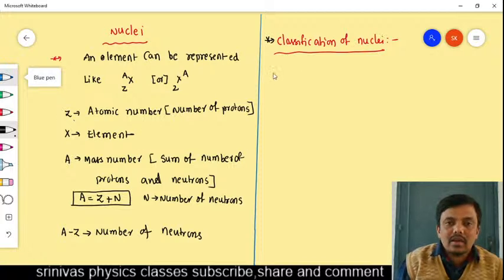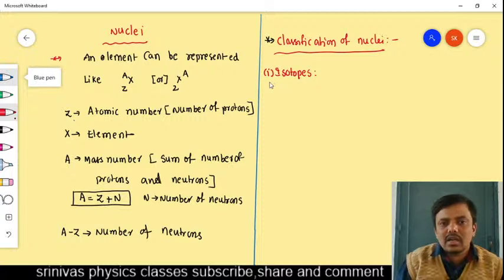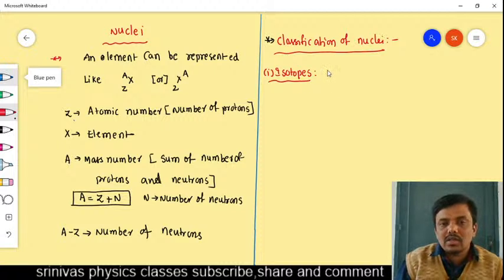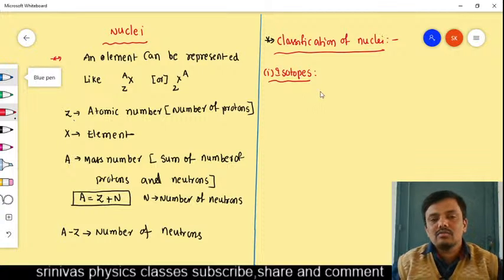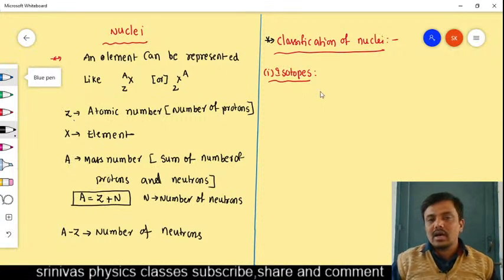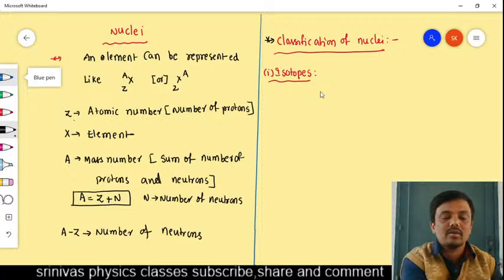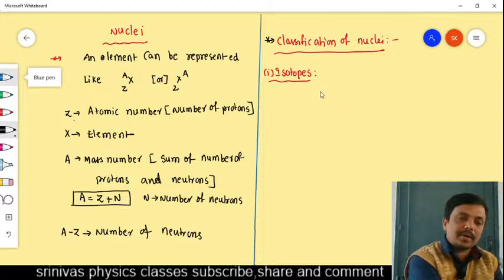The elements can be classified into many types. In that, we will discuss some types. The first one is isotopes, then isobars, isotones, isomers. There are four types. Now first I am going to explain the isotope. Isotopes are the nuclei of elements which have the same number of protons and same atomic number, but different mass numbers.